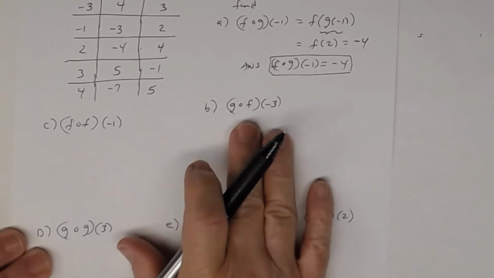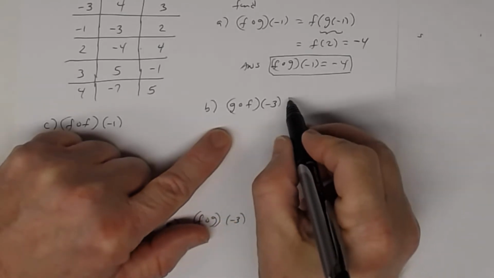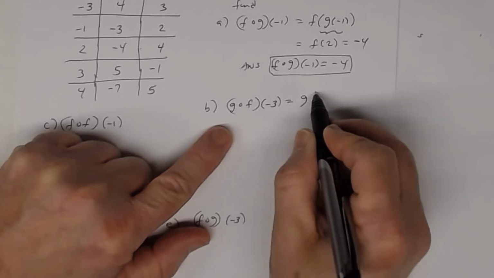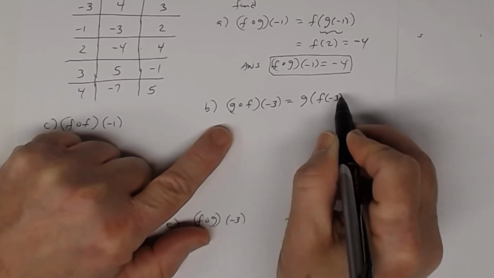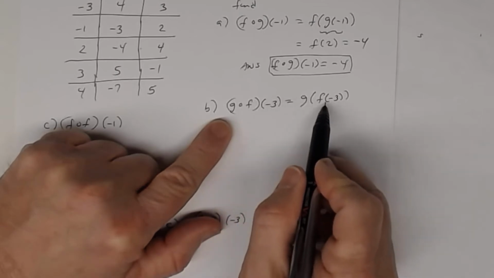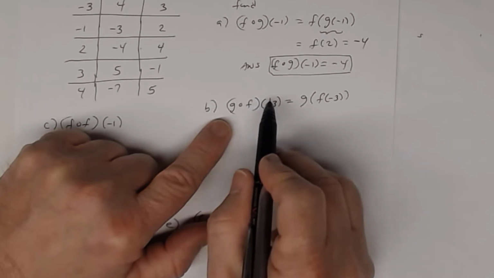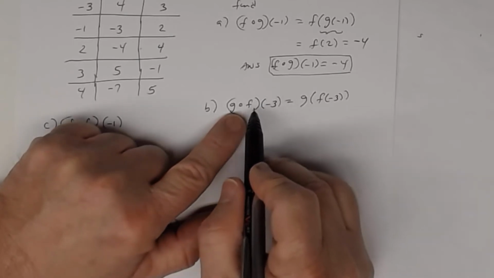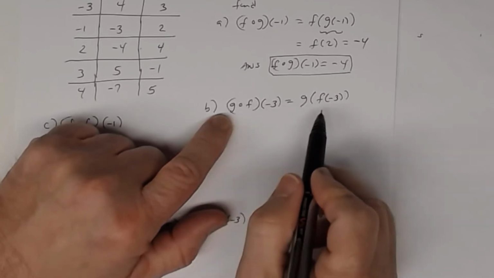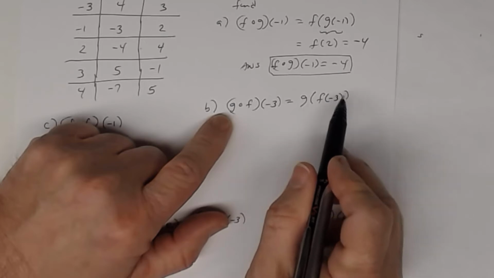In B, you want to find g composed with f at negative 3. Let's use our definition. By definition, this means g of f of negative 3. G is listed first, f is listed second. By definition, this composition means I take f of negative 3 and put it inside the function g, and that's what you see here: f of negative 3 is inside of g.